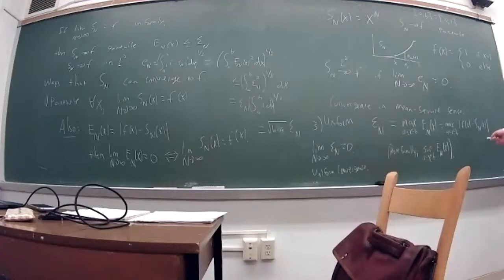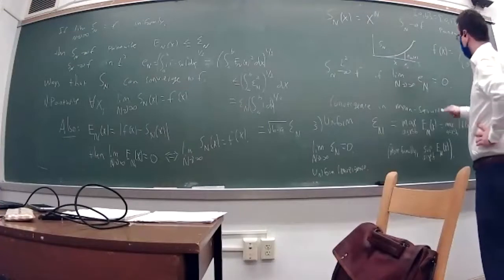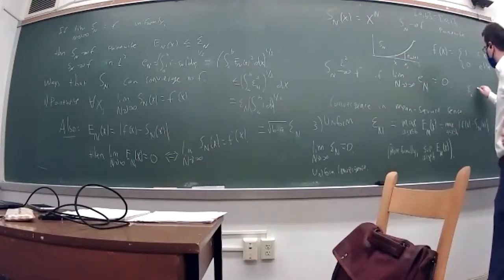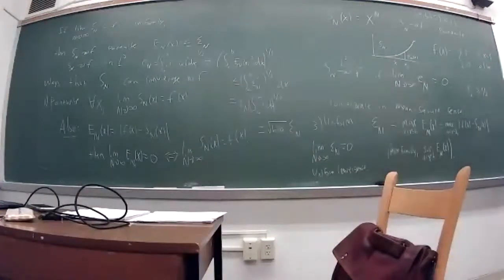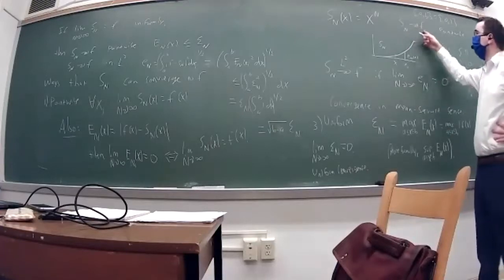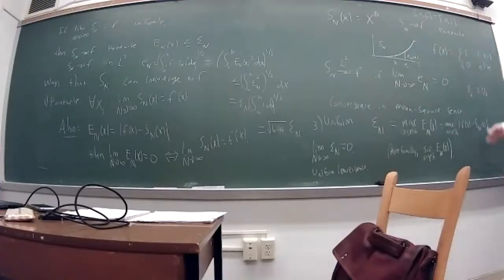So in particular, this uniform error is bigger than or equal to some fixed number, independent of n. So when you take the limit, it will not go to 0. So this is an example of a sequence of functions converging to a limit pointwise, but it does not converge uniformly.